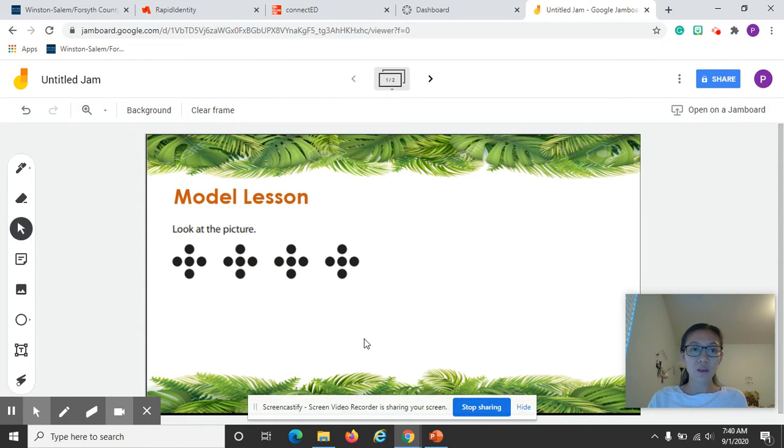As you can see in this model, there are four groups: one, two, three, four. And in each group, there are five dots: one, two, three, four, five. If you go back to your second grade strategies, for you to be able to count off everything, you can do 5 plus 5 plus 5 and plus 5.